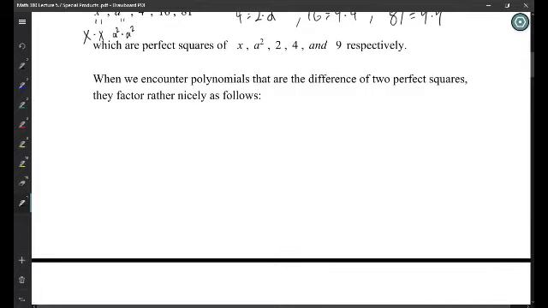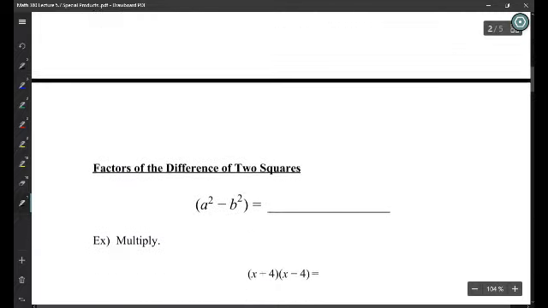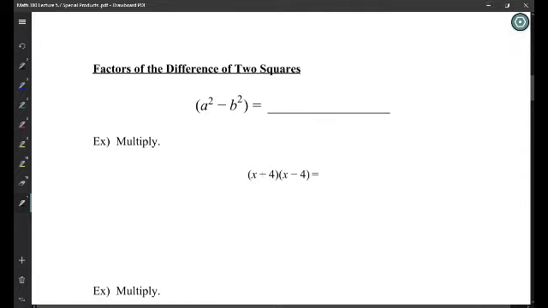Now, when we encounter polynomials that are a difference of two perfect squares, then we have a nice result known as the difference of two squares. If you have something squared minus something else squared, then that is equivalent to a minus b times a plus b. Which means if you have something of the form a minus b quantity times a plus b quantity, then it's going to multiply into this, and you can skip these steps.